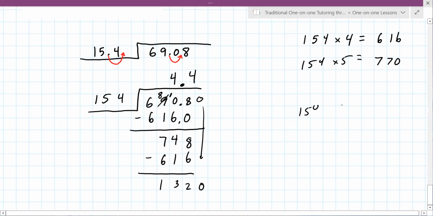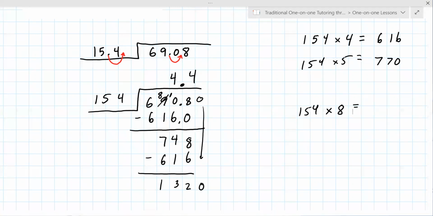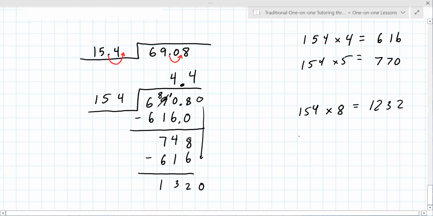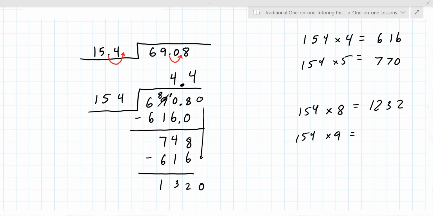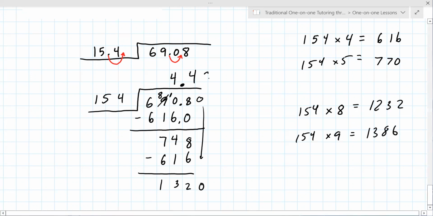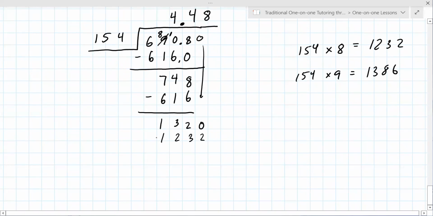Okay, so 154 times 8, we get 1232, and 154 times 9 gives you 154 more than that, which is 1386. So you can see now that it goes in 8 times. I don't know how far you're supposed to go out. In the past, you said we can stop there if you don't have to round. But you can see it gets pretty bad pretty quickly.